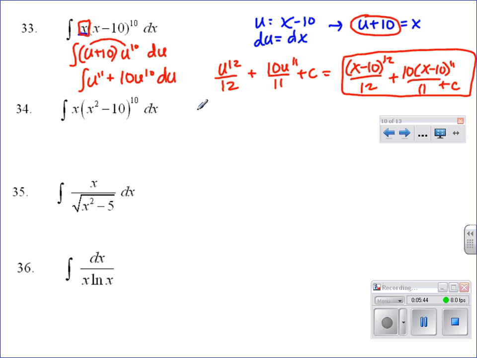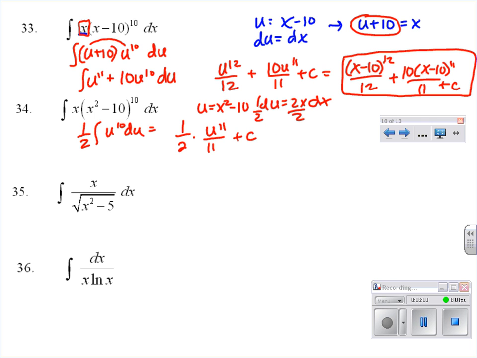Alright, this one, if you let u be x squared minus 10, du is 2x dx. You divide by that 2, so you have 1 half u to the 10th du. Your antiderivative is going to be that 1 half u to the 11th over 11 plus c. So you have your u, x squared minus 10, raised to 11, over 2 times 11 is 22, plus c.